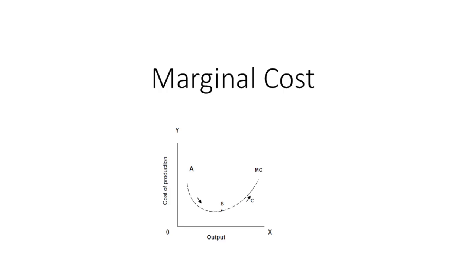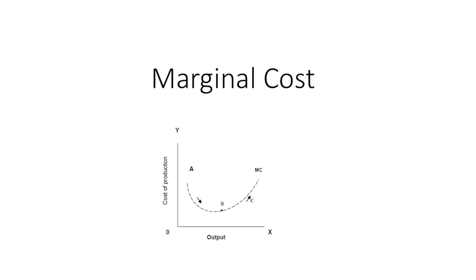For example, suppose it costs 100 rupees to produce 50 units of a commodity. Then 105 rupees is required to produce the 51st unit. That is the addition required to produce the 51st unit. Then the marginal cost would be 5 rupees. That is the additional cost incurred to produce the additional unit.